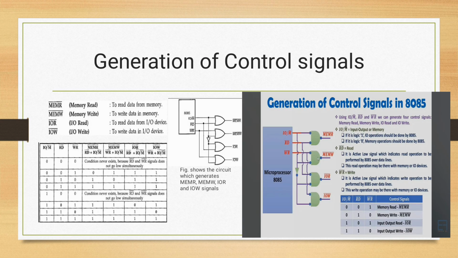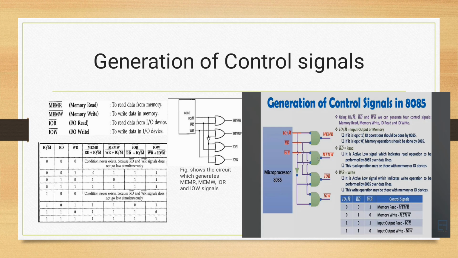So, in this slide, I am discussing how the control signal has been generated. Using these three kinds of pins, IO/M, read and write, we can generate some control signals. Basically we can generate four kinds of control signals: memory read, memory write, IO read and IO write.